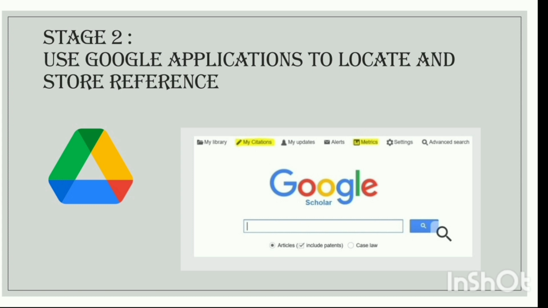Stage 2. Use Google applications to locate and store references. So you can use Google applications such as Google Search, Google Scholar, or Google Drive. A good writing starts with good reading. To be able to write a good piece of writing, a writer needs to be able to locate relevant references to support their arguments.